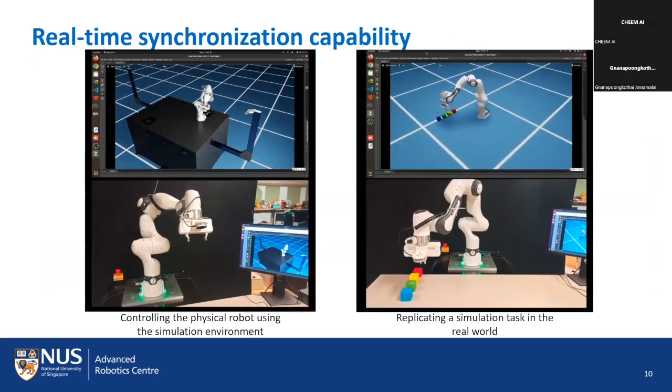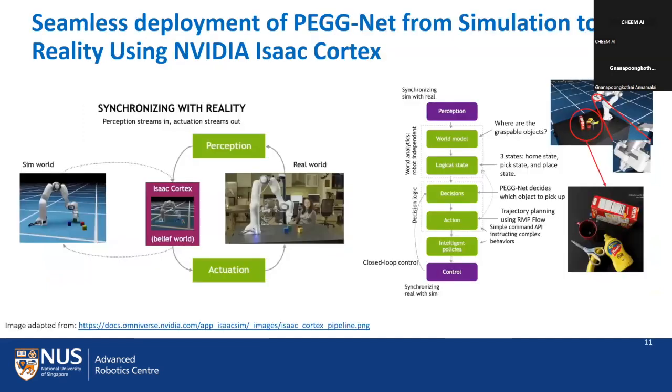And then over here, the real world perception data gets streamed in instead of the perception data from the simulation environment. Using the perception data from the real world, I pass it to Pegg-net, and Pegg-net makes a decision. And then the virtual robot arm moves. Yes, it's working in the simulation. Sorry, I didn't make it accurate.